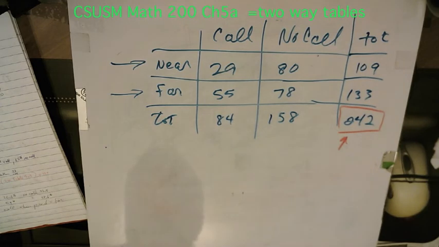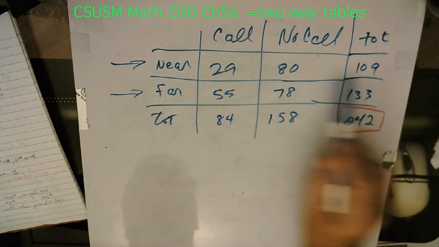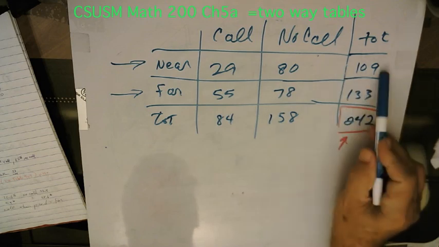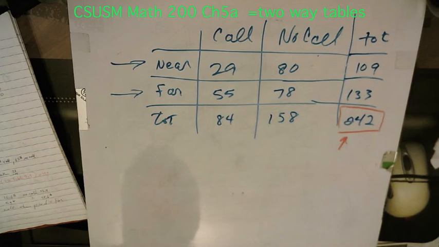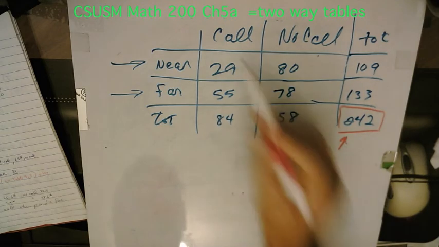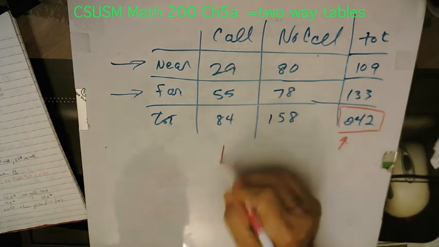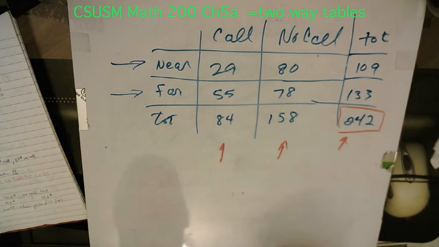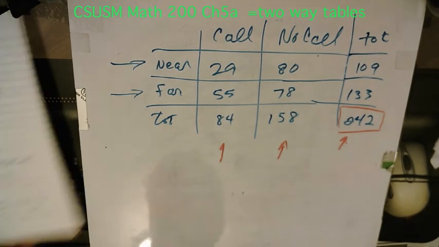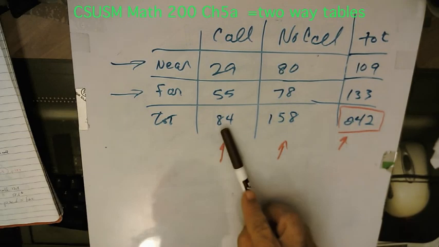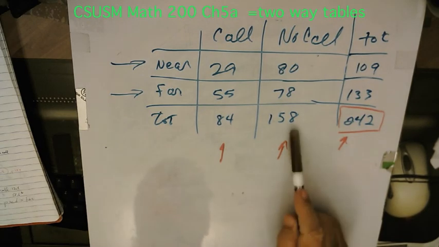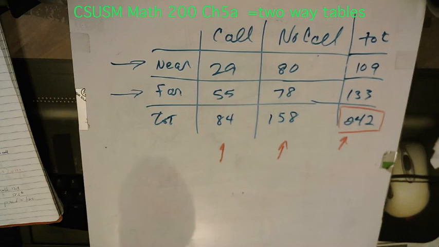Then it asked how many near did we get. So the near column going across, we had a total of 109 data points relative to the near proximity. Then they asked for the marginal distribution of calls. Well, these are calls. We have a call or a no call. So we're talking about these two columns here. And they're actually asking for two different answers here. They're asking for the marginal distribution of calls and the marginal distribution of no calls. Or at least that's the assumption that I make.